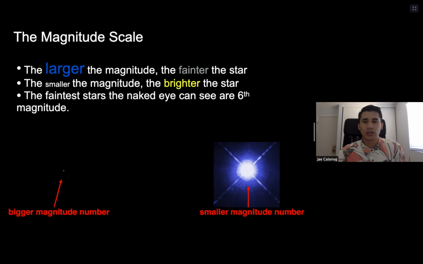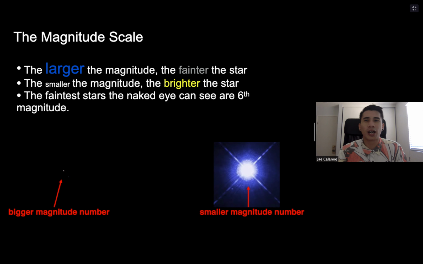That tells you that the star that has a magnitude of 1 is much brighter than the magnitude 9 star. Now this is why it's not intuitive, because usually when we think about numbers, the larger the number, the more something that number represents. For example, with money, the more money you have, the larger the number in your bank account. In the magnitude system, it's the exact opposite. The smaller the number, the brighter that star is.